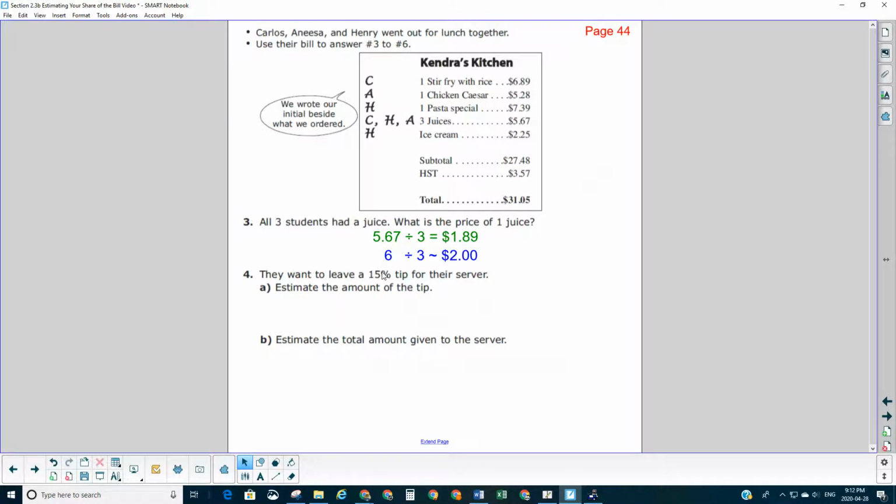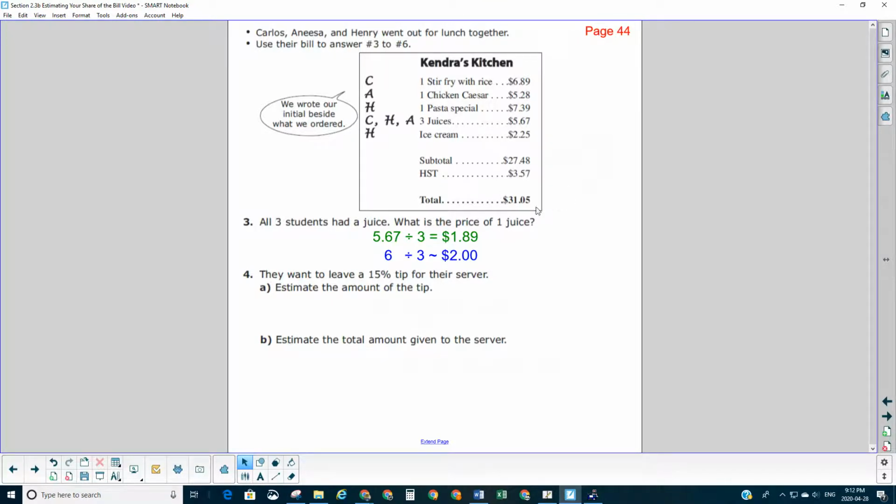Now let's talk about a 15% tip. That's a really nice tip. Some people say anywhere between 10 and 20% is reasonable. 15 is a really good estimate, and it's a nice number to work with. So how can we do some of this math in our head?